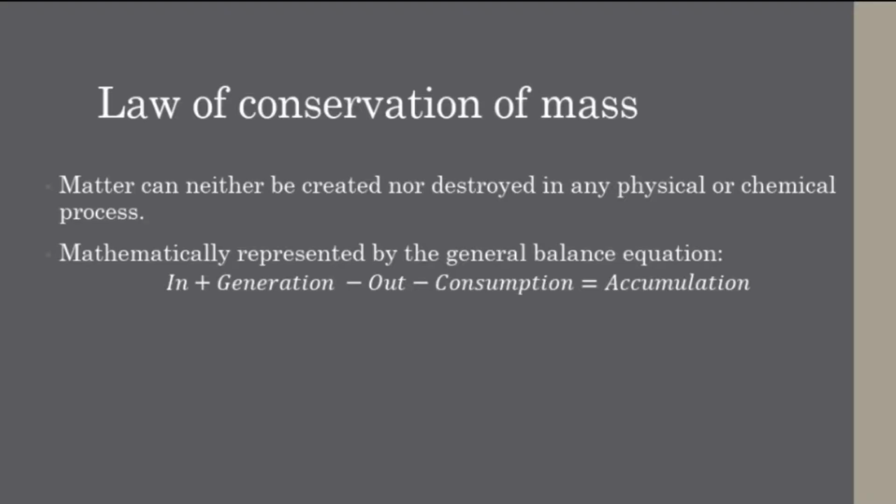In general, we say that the law of conservation of mass is stated as mass can neither be created nor destroyed in any physical or chemical process. Mathematically speaking, we can represent it with this general balance equation. That is mass input plus mass generated minus mass output minus mass consumed is equal to the accumulation of mass. This general material balance equation can be simplified depending on the type of the process.